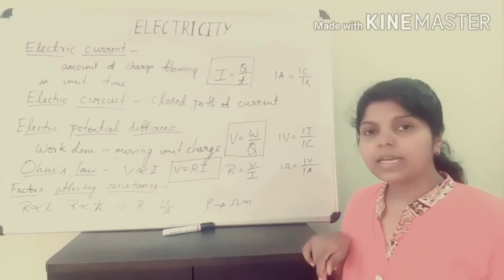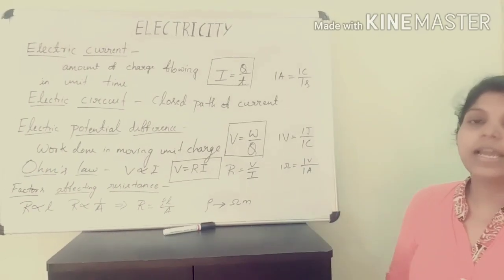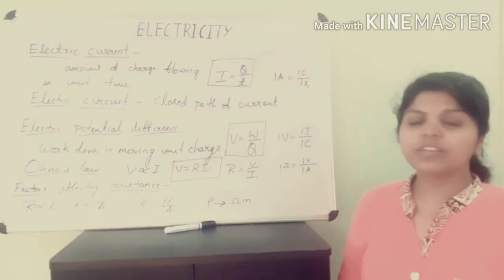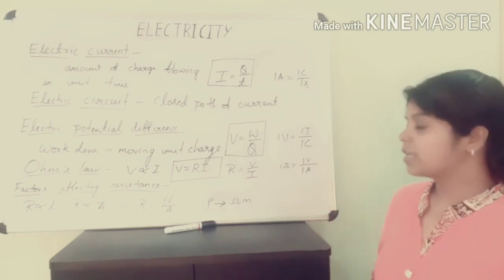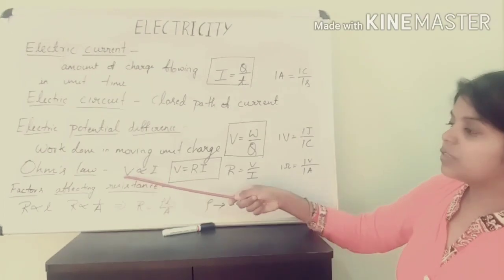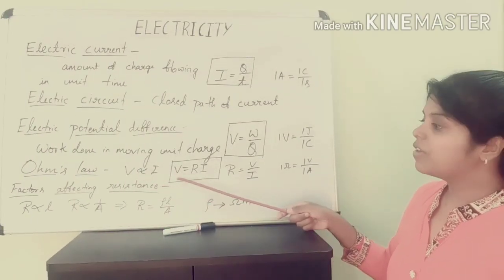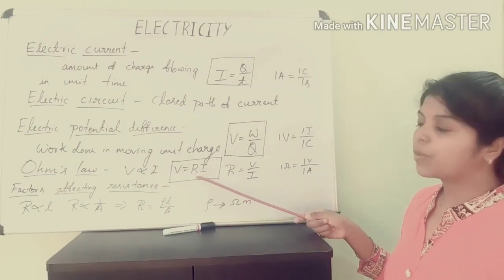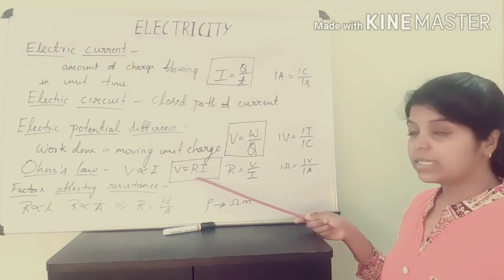Ohm's law states the current flowing through a conductor is directly proportional to the potential difference across its ends provided the temperature remain constant. So we can write it as V is proportional to I. V is equals to RI. Here R is the proportionality constant called as resistance.